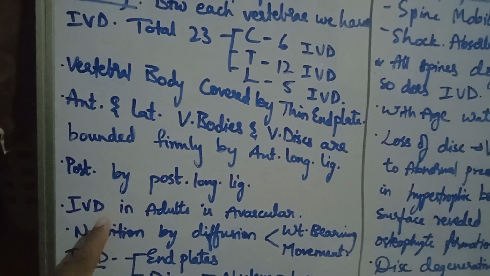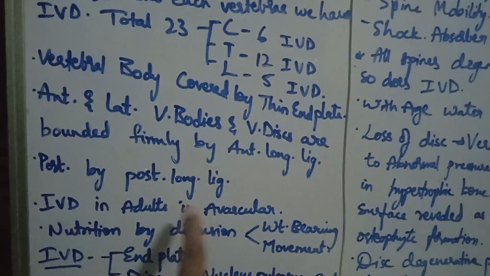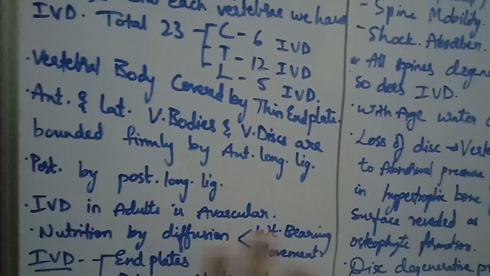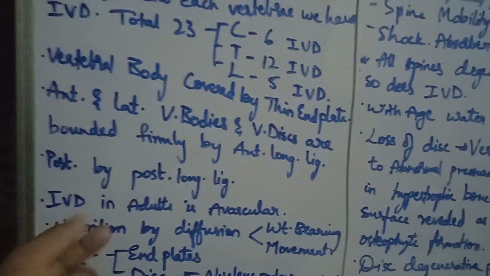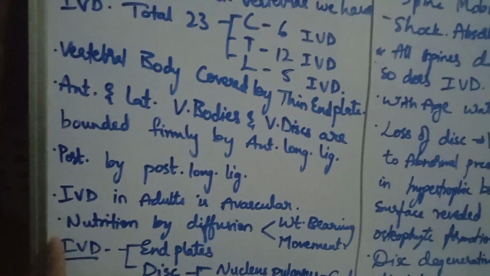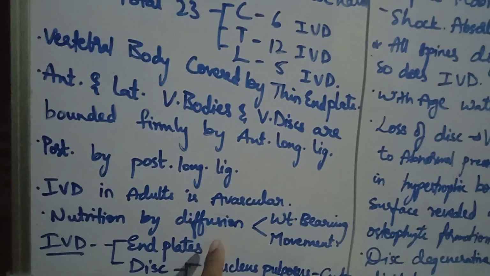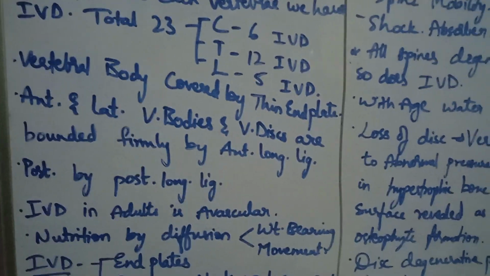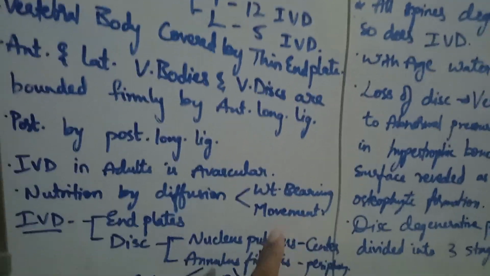Next, the intervertebral disc in adults is avascular. So there is no vascular or blood supply. How do the contents get their nutrition? They get their nutrition by diffusion. How does this diffusion occur? It occurs by weight bearing and movement.